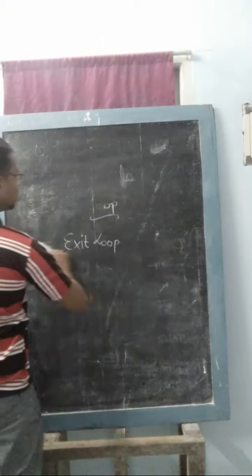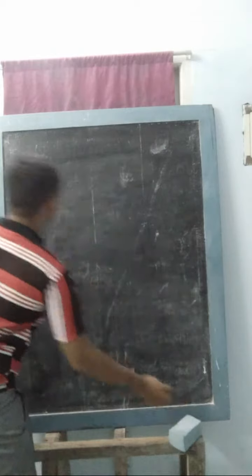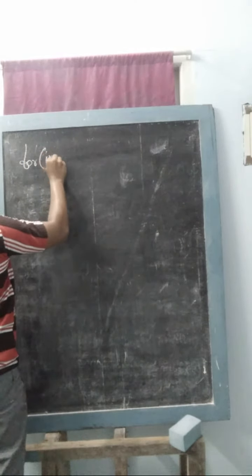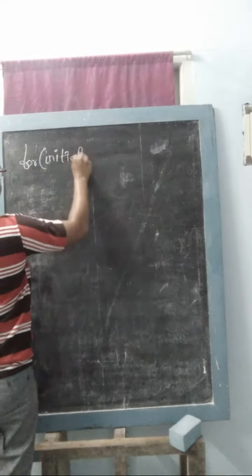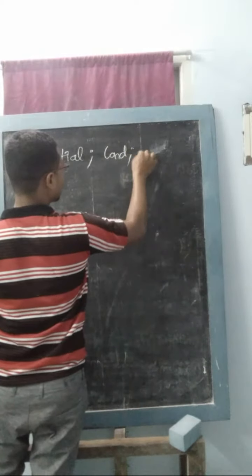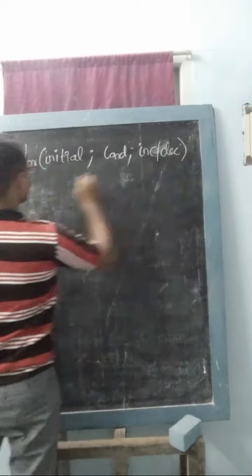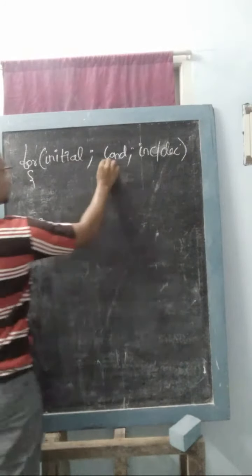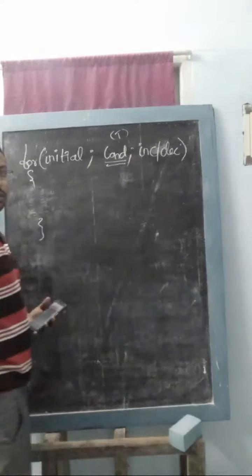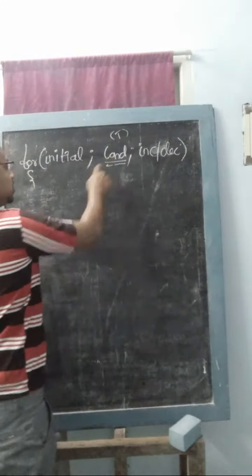Okay, first of all, I am starting from the for loop. I am just revising the for loop now. How will the for loop be: for, initialization, and then semicolon, and then condition, and then increment or decrement, that's updation. So based on the condition, if the condition is true, the statement will be executed n number of times based on the condition.